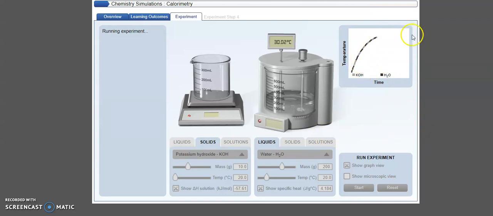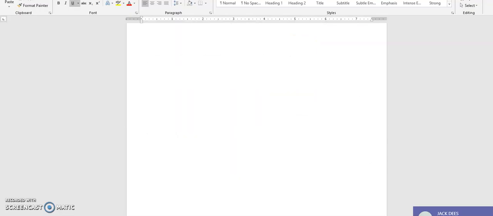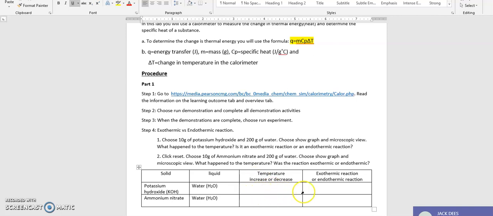So since temperature is going up, I'll let it finish. We can see the temperature of the water was 20 degrees Celsius when we started. Now it's 31.69. So right here, you would write temperature increased, and then you need to decide whether that's exo or endothermic. Okay, that's the first one.